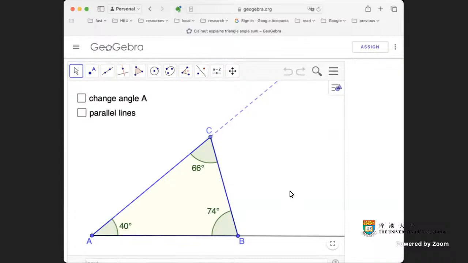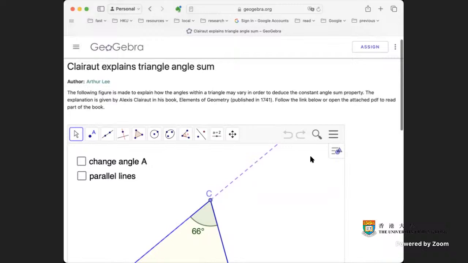Hi everyone, in this video I would like to explain what you may see in this dynamic figure. Now this is a triangle ABC. We're going to talk about angles inside the triangle and how they may vary. This is based on a thought experiment introduced by a French mathematician, Alexis Clairaut, in his book in 1741.